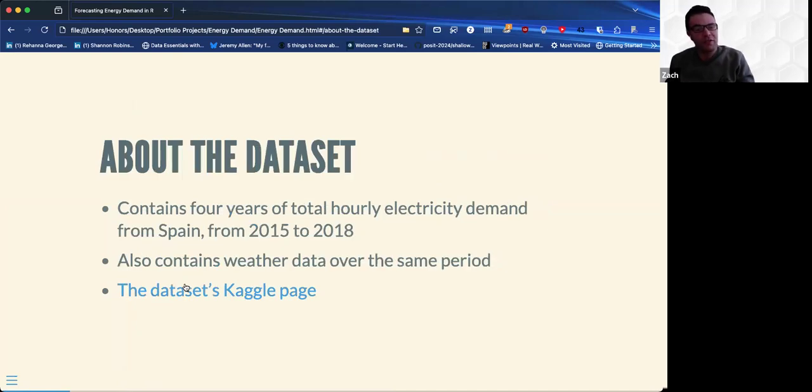So for some more context on the data set, it contains 4 years of hourly electricity demand data from Spain, covering the whole country. And it also contains weather data from the same period. And I've also linked to the data set's Kaggle page here.